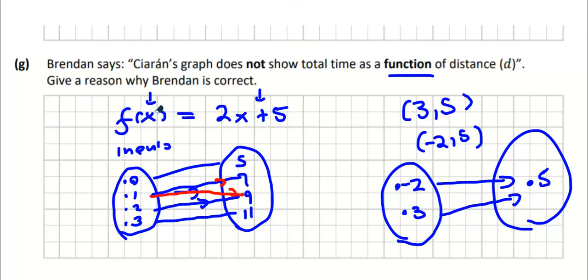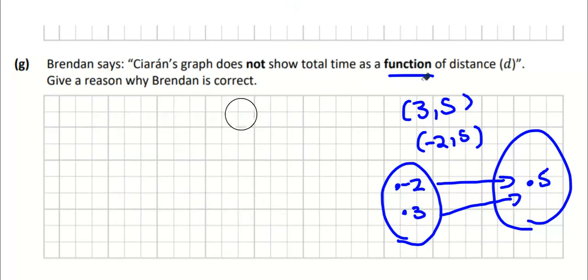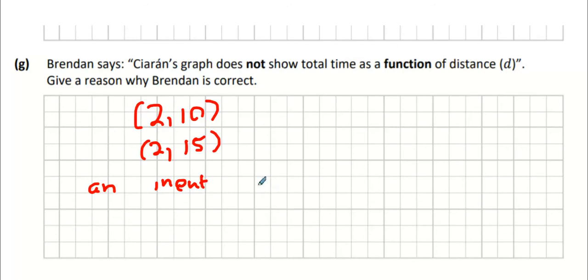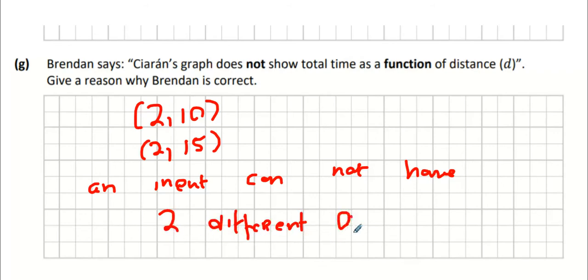So here's the reason why Kieran's graph does not qualify as a function. You have the points (2, 10) and (2, 15). An input cannot have 2 different outputs. Okay, so there you go. 2 has an output of 10 and 15, and this cannot happen.